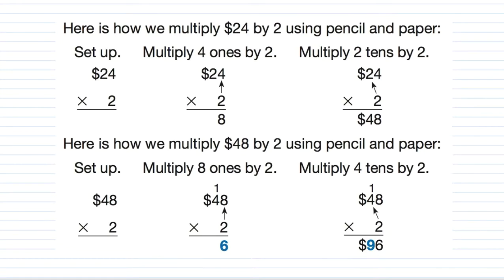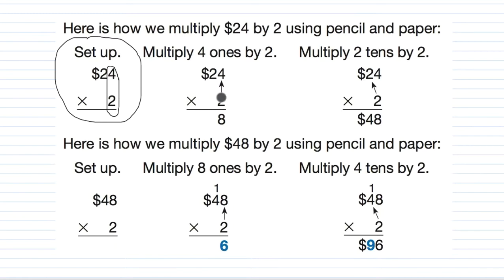Here's how we multiply 24 by 2 using pencil and paper. First, we have our setup. We're going to write it up and down. We're going to put 24 on top because it is the bigger number, times 2 on the bottom, and you have to make sure you line up your ones.